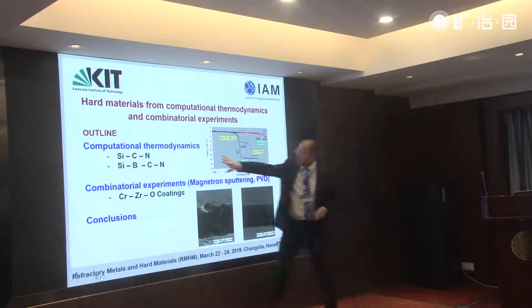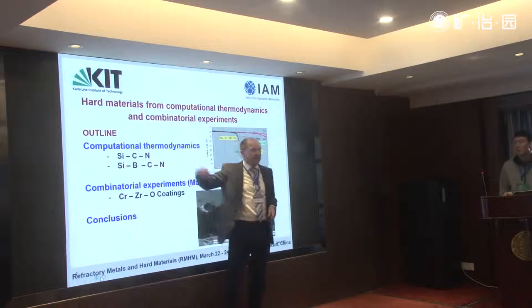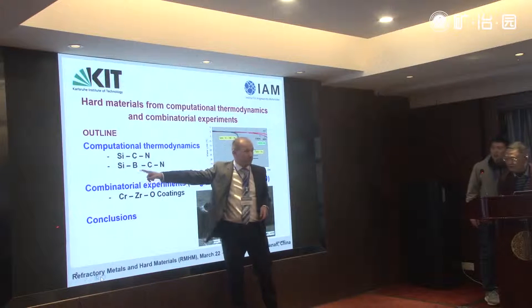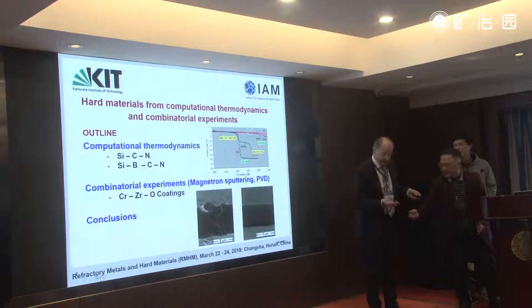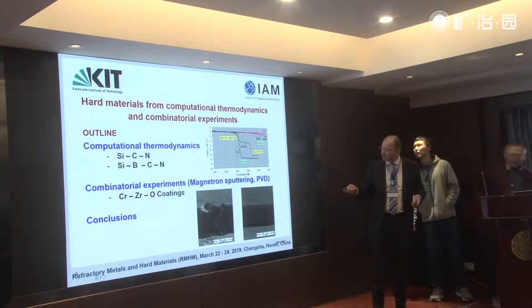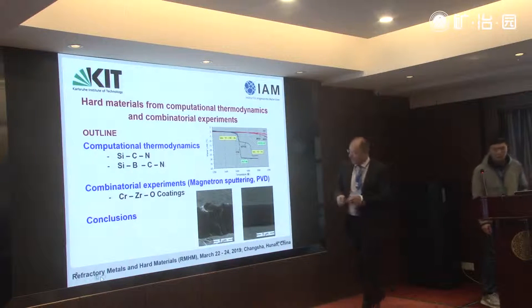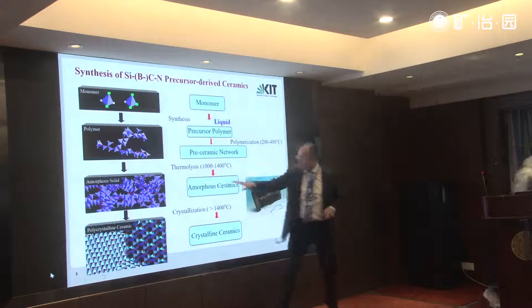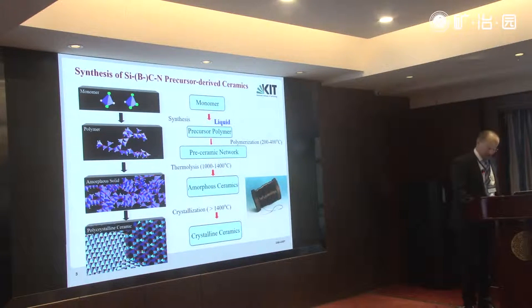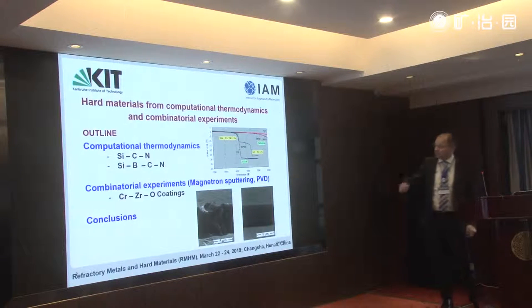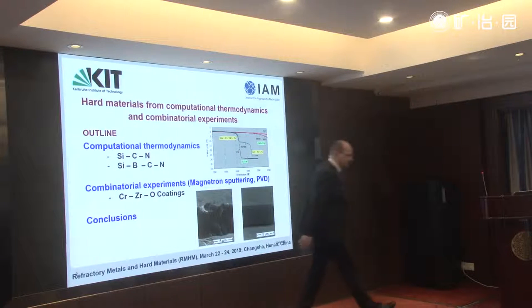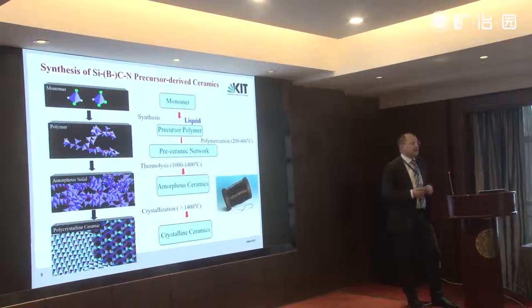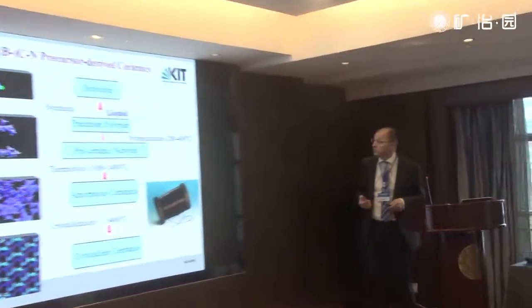As a brief outline, I will talk about ternary systems, silicon carbon nitride, including silicon carbide and silicon nitride as hard materials. Then we extend this ternary system to a quaternary system by adding boron, including boron carbide material. And then completely different things: how we use magnetron sputtering for producing chromium zirconium oxide coatings on the hard metal substrate.